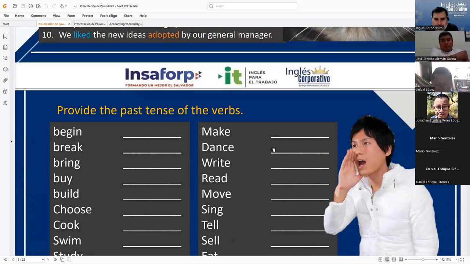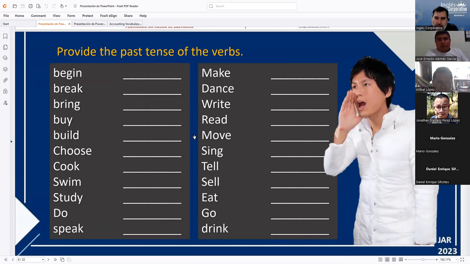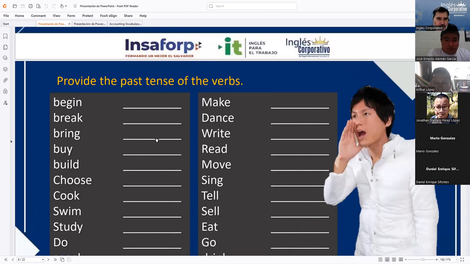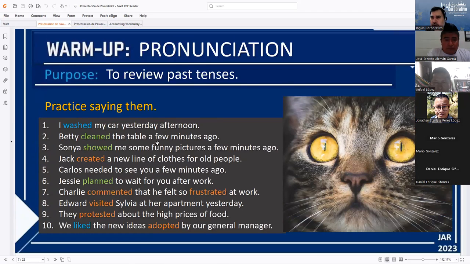And we continue practicing providing the past tense of these verbs. Begin, began, break, broke, bring, brought, buy, bought, etc. It's going to be writing the past tense of this. So these two things you're going to be doing in the groups, right now.